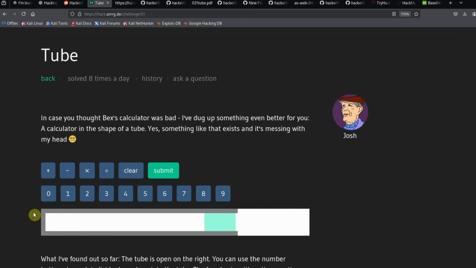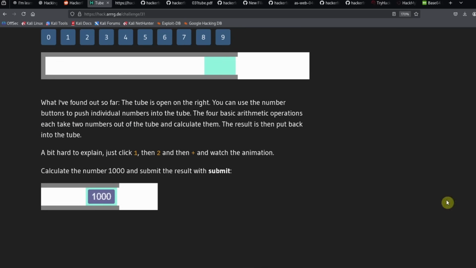So we've got a calculator, and we can input some numbers, and we've got some operations here: plus, minus, multiplication and division. And what do they want us to do? So it says, what I found out so far. The tube is open on the right.